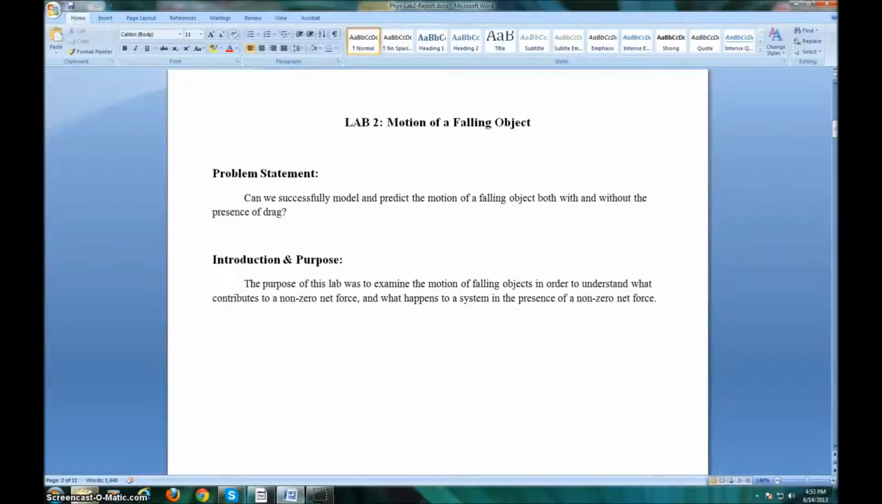Lab 2, Motion of a Falling Object. Can we successfully model and predict the motion of a falling object with and without the presence of drag? The purpose of this lab was to examine the motion of falling objects in order to understand what contributes to a non-zero net force and what happens to a system in the presence of a non-zero net force.